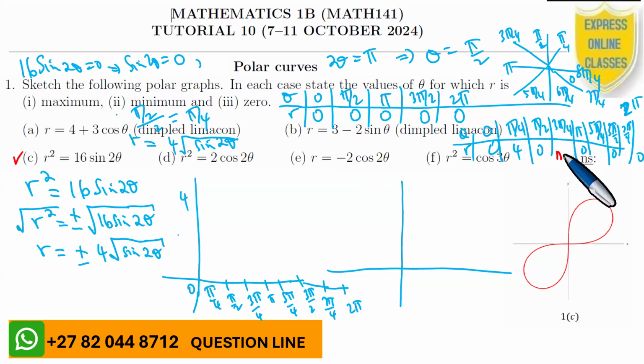So, which is non-real. And then at 5 pi over 4, which is here, it's going to be 5 pi over 2, and 5 pi over 2 is positive, giving us a 4. And then at 7 pi over 4, it's going to be 7 pi over 2. 7 pi over 2 is negative, which is non-real, and then 0. At 0, it's going to be 0.